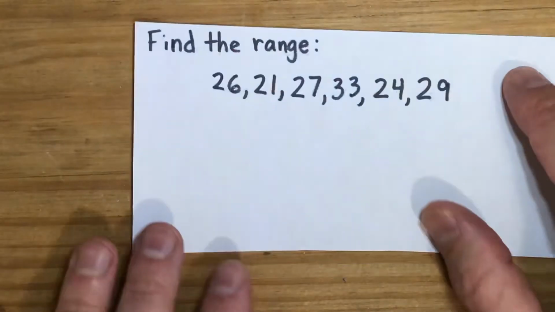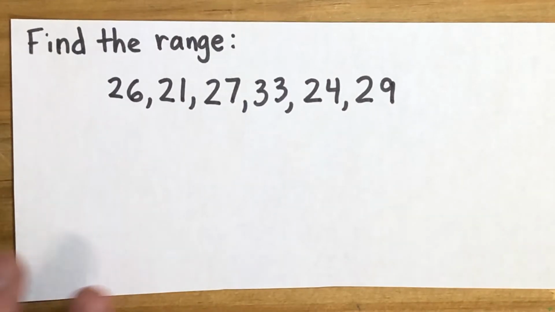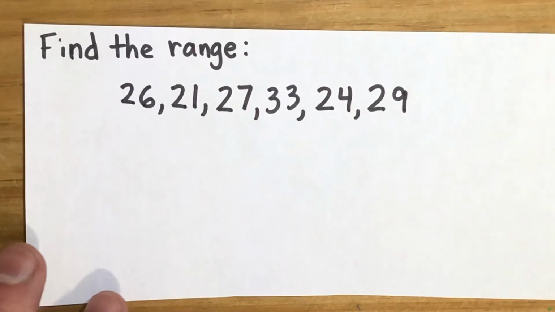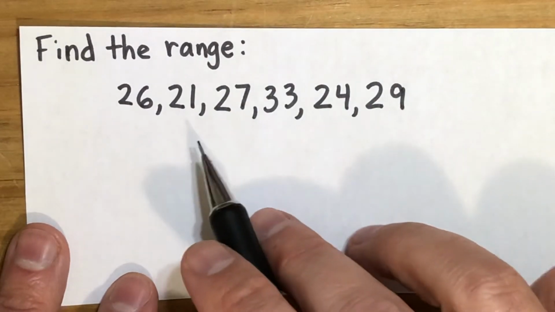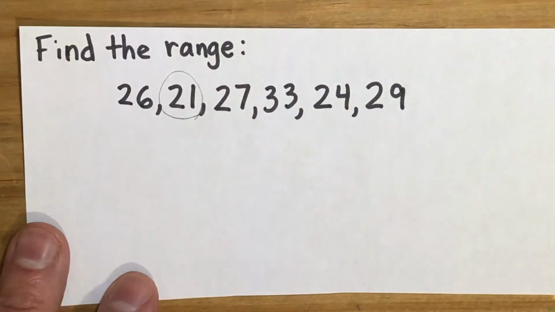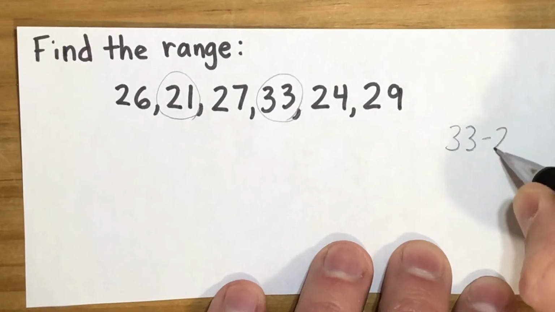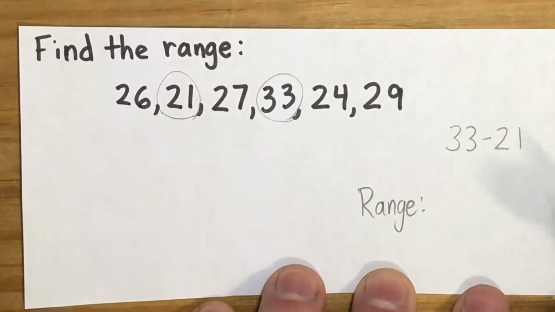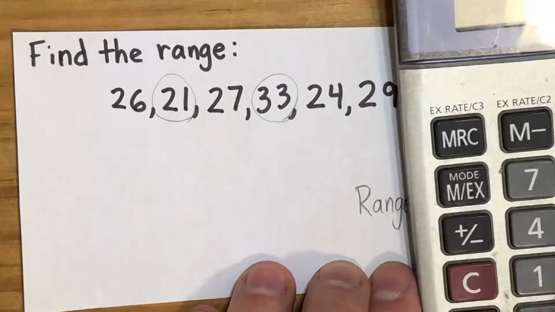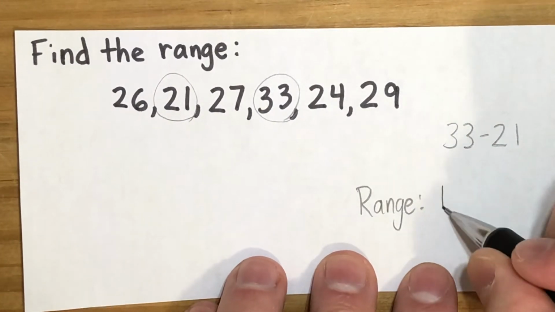In this example, we're asked to find the range again, and same situation. I'm going to take a look at all the numbers: 26, 21, 27, 33, 24, 29. I'm going to carefully identify. I think 21 is my smallest, 33 is my largest. I'm going to double check. Sure. So I'm going to do 33 minus 21. And again, if you're having trouble getting that answer in your head, pull out that calculator and subtract. I can do this one and see that my range is 12.